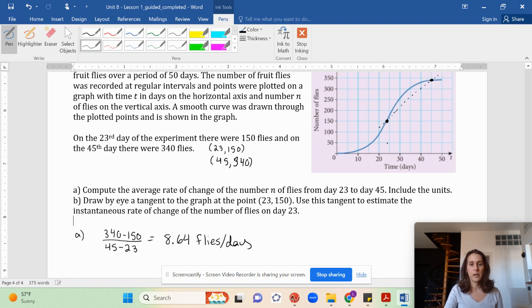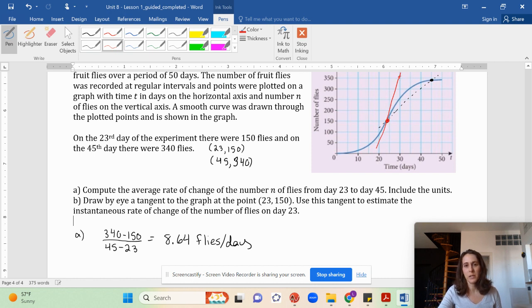Now the question says, use part B, draw a tangent to the graph at (23, 150). Use the tangent to estimate the instantaneous rate of change on day 23. That's a little bit tricky. It's going to be a pretty steep tangent line. It's going to go something probably like this. Hopefully your line is more linear than mine is. Let's try that one more time. Something like that. And I'll find the slope of this line here.